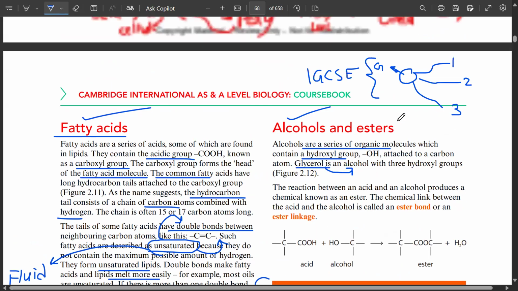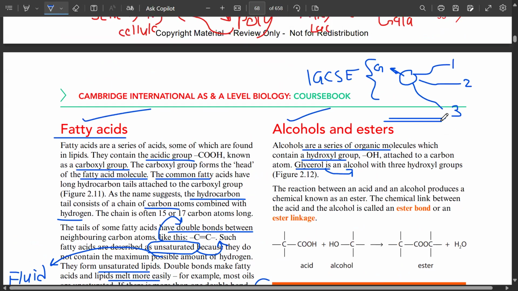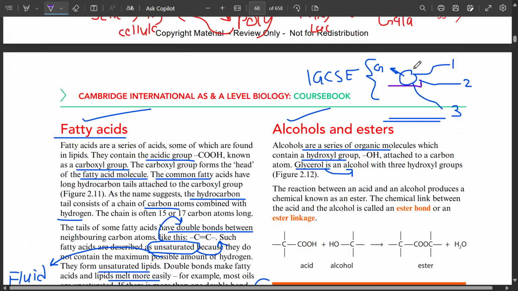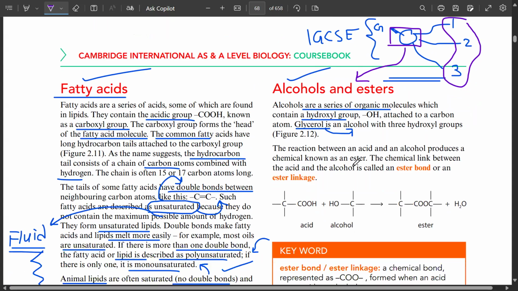So the triglyceride structure is what we are going to study. But before that, we are just taking a brief look at glycerol and the three fatty acid chains. Glycerol, as I am saying, is also an alcohol. It has an OH attached to a carbon atom, and the reaction between an acid and an alcohol produces a chemical known as an ester. The chemical link is also known as the ester bond.